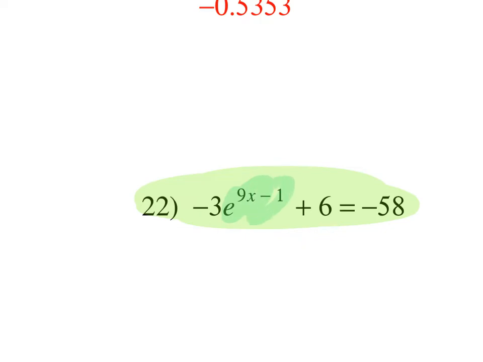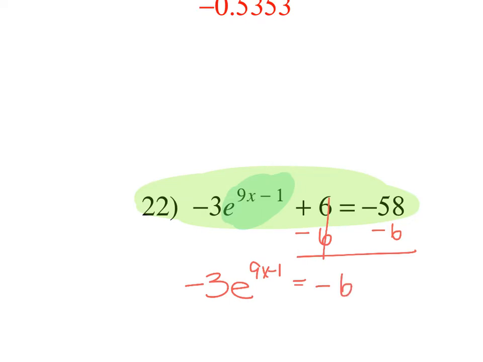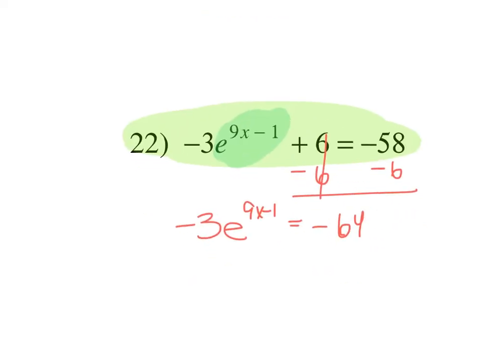Sure. Okay, look. I see e. If I start off with e, what do I think of first? ln, natural log. What do I have to do, though, before I can take the natural log? Okay, we're going to subtract 6 from both sides. So I have negative 3e to the 9x minus 1 equals what? Negative 64. Then what? Divide by negative 3. Good.